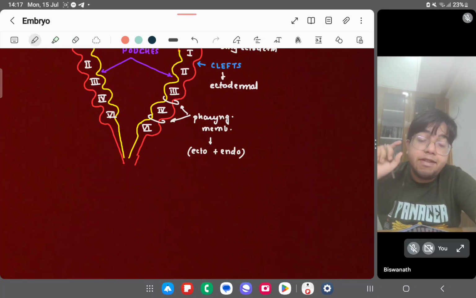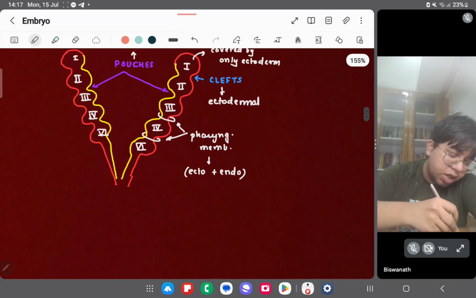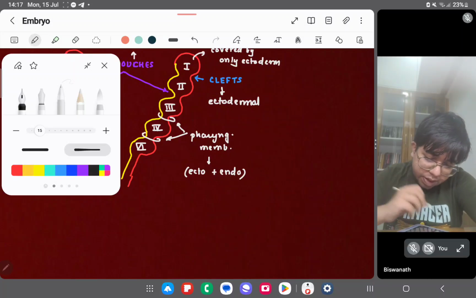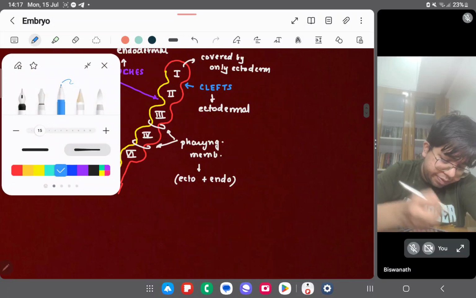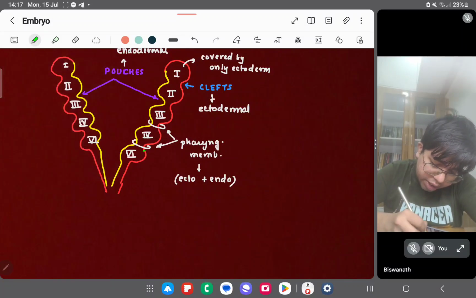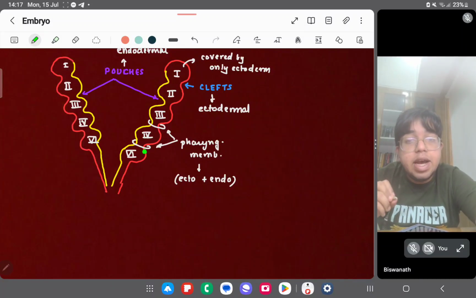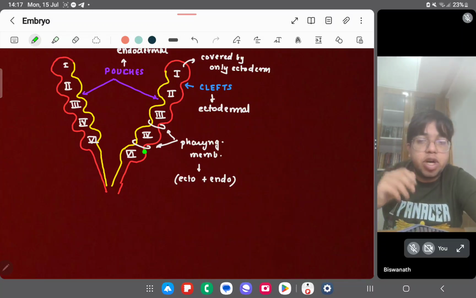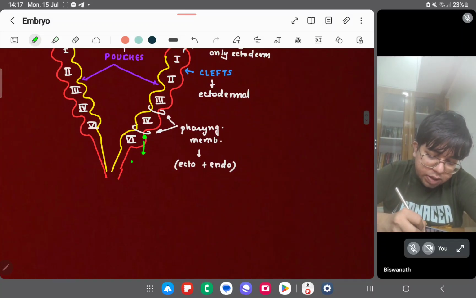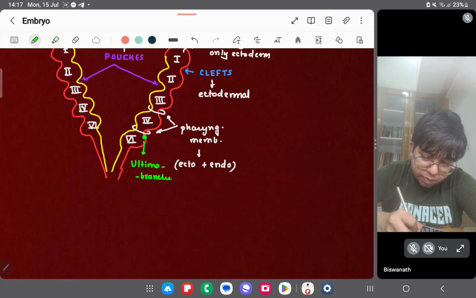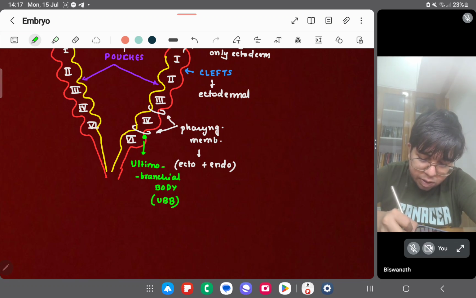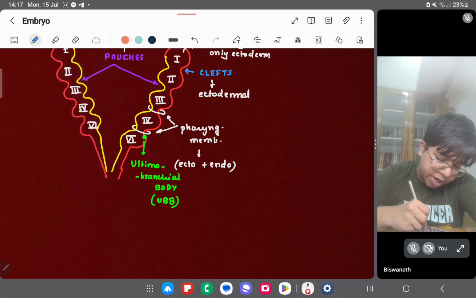But we have a very special thing here in the wall of this sixth pharyngeal cleft. I'm marking it with green. Just look at this part. This is called the ultimobranchial body, abbreviated as UBB.